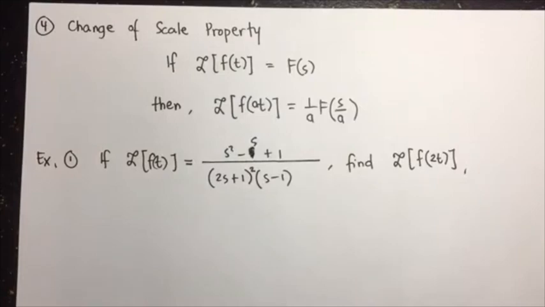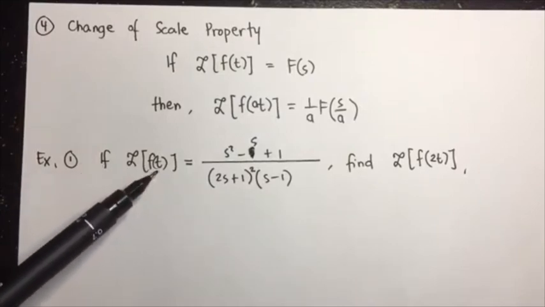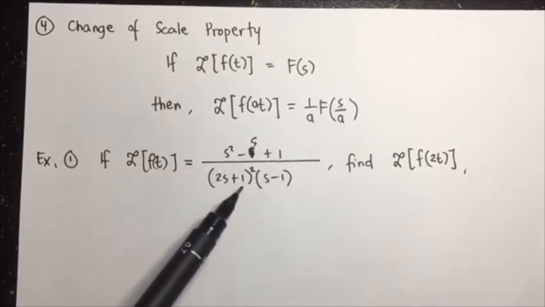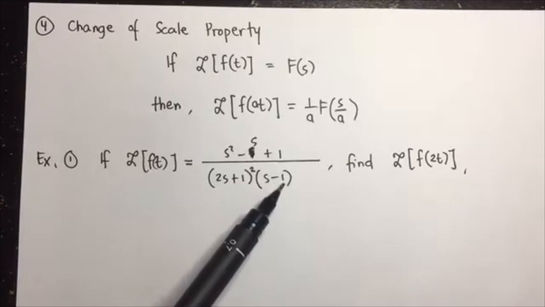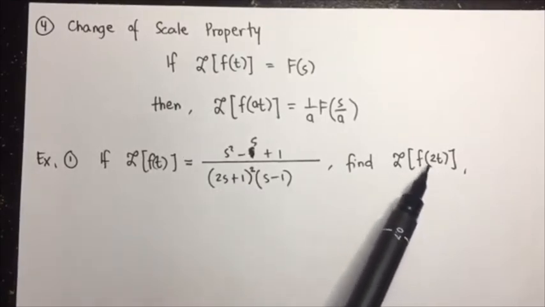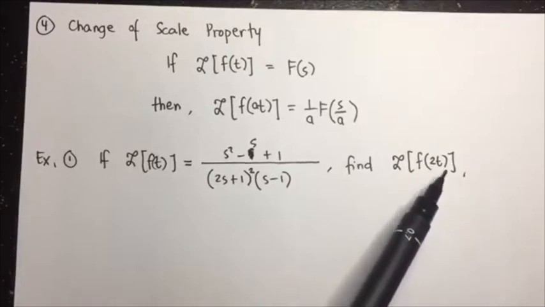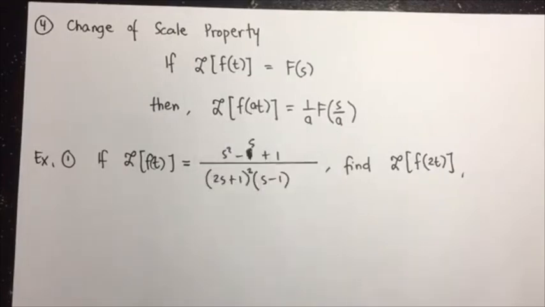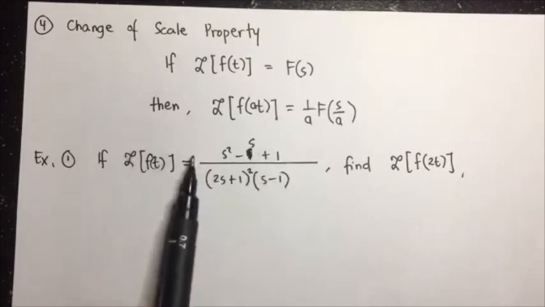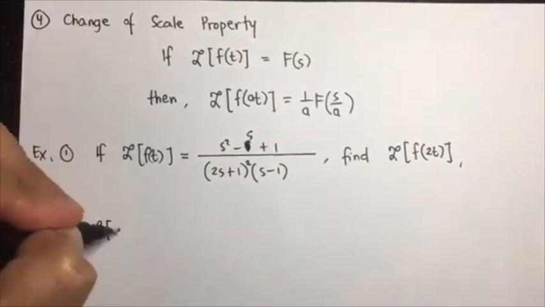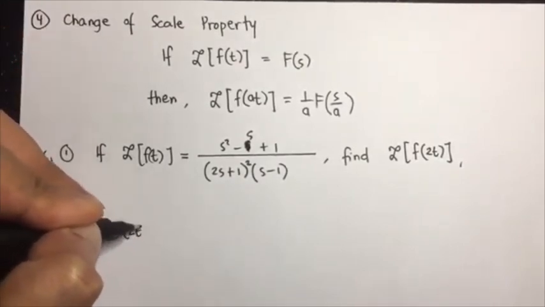Say, for example, the Laplace transform of f of t is equal to s squared minus s plus 1 all over 2s plus 1 squared times s minus 1. Find the Laplace transform of f of 2t. Here we have a change of scale of 2, from f of t to f of 2t, so our a here is equal to 2.